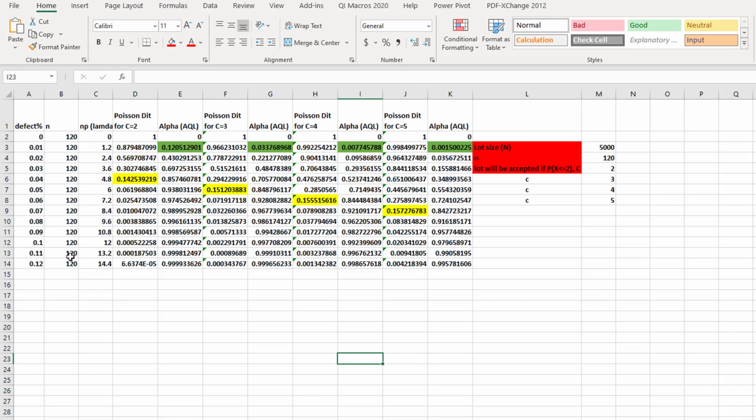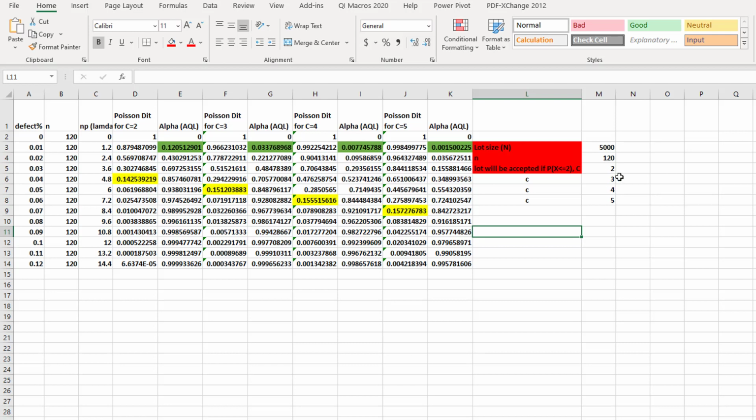So in this example, you can see that our lot size is 5000 and our sample size n is 120. The lot will be accepted if among this sample size of 120 there are only 2 defective. So at first instance we want to check the acceptance quality level and what will be the LTPD, the beta, which is also called the consumer risk.